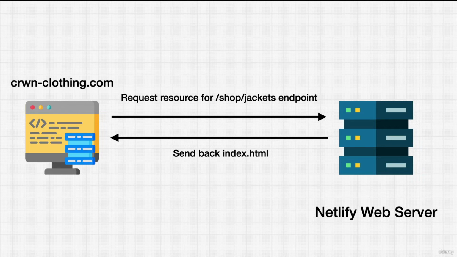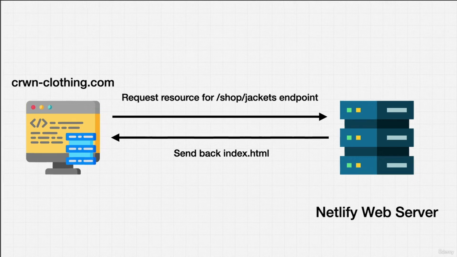Index.html will render our React code. And from that React code, we're going to then be able to determine, oh, from this route, show this page. So that's really why all of this is happening. And we can solve this really easily by creating a redirects file.